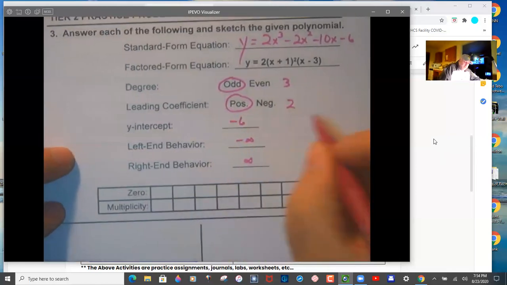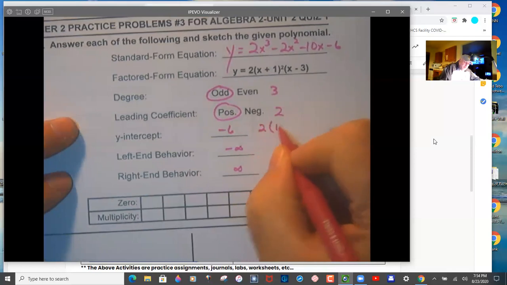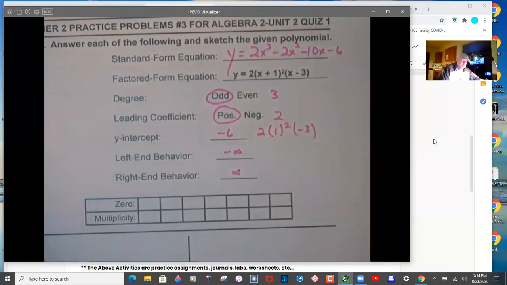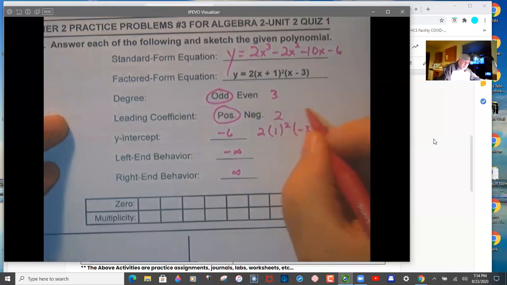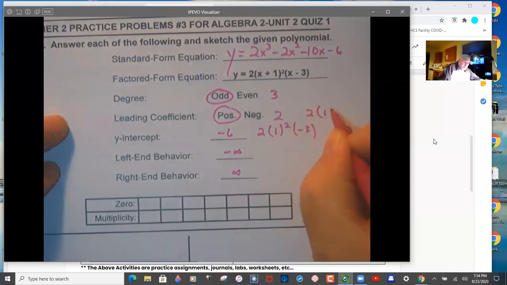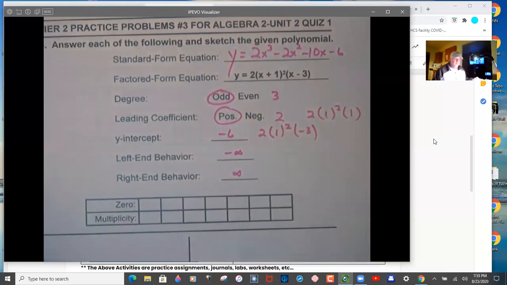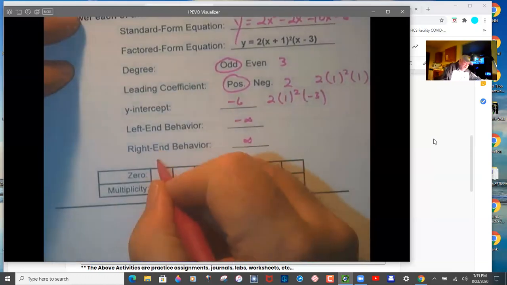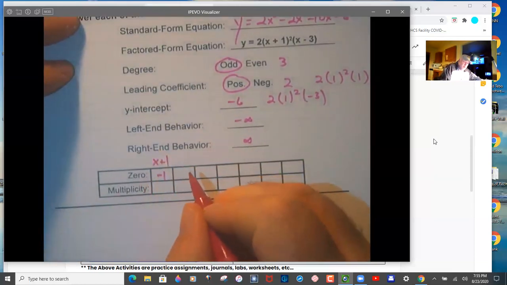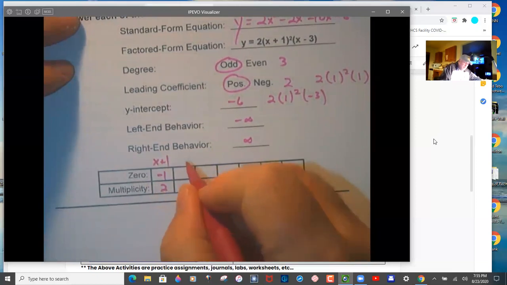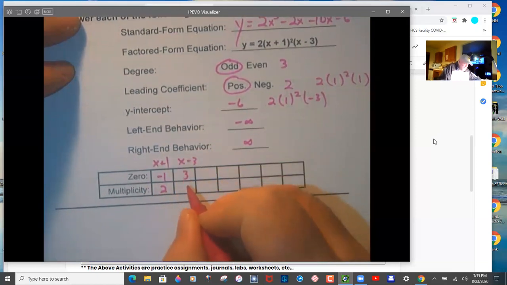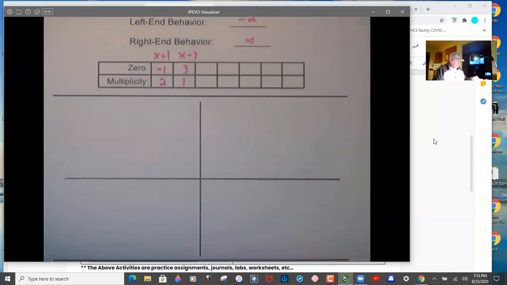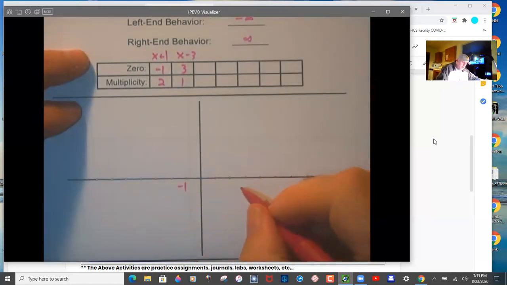Y-intercept, negative 6. So you can get this by doing 2 times 1 squared times negative 3. Okay, and then leading coefficient you could get by doing 2 times 1 squared times 1. All right, so the 0 multiplicity table with x plus 1, negative 1, and then that's a multiplicity of 2, and then with x minus 3, 3 is the 0, the multiplicity is 1. So negative 1 and 3 and negative 6 down here is the y-intercept.